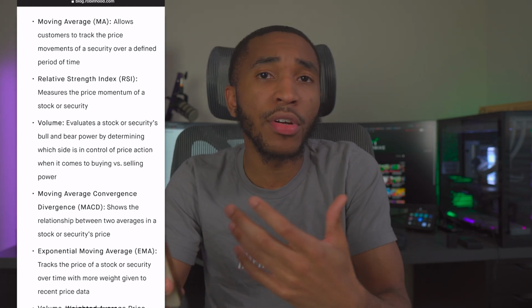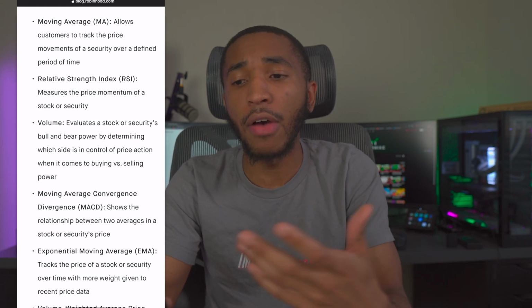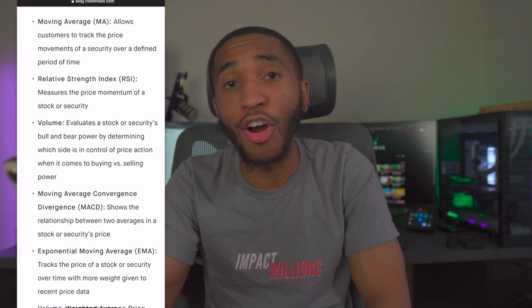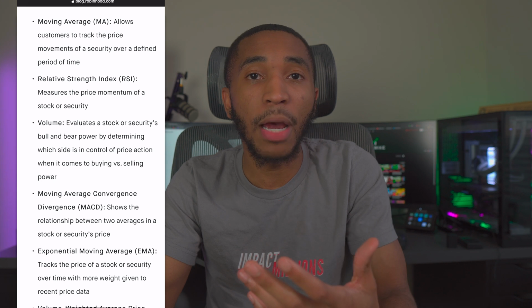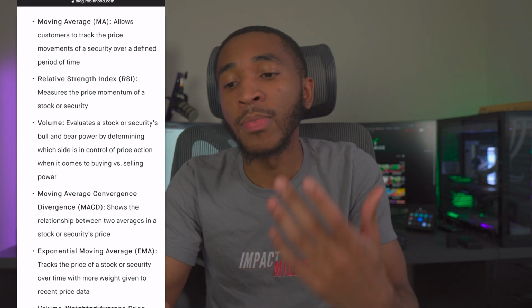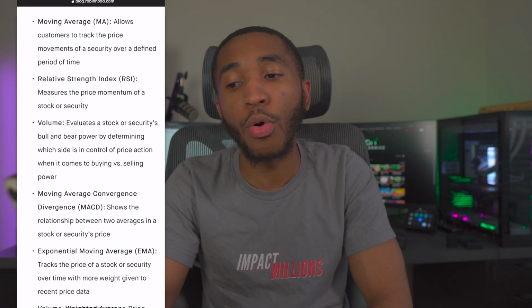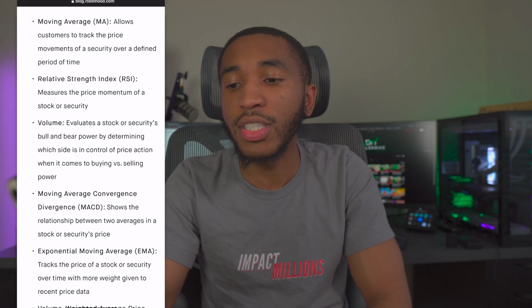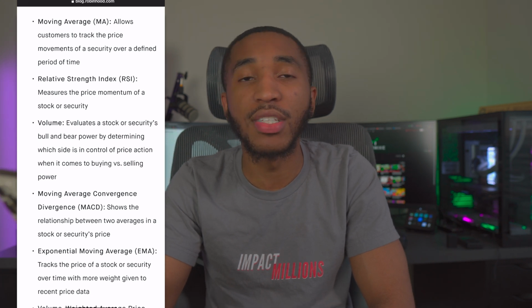Now, I'll dive more into detail on all these different indicators as time goes on, and obviously I get the availability on my Robinhood app as well. But for the time being, that's essentially how the RSI model will look, if you don't know what that is. Past that, we'll talk about volume. Volume evaluates a stock or security's bull or bear power by determining which side is in control of price action when it comes to buying versus selling power.